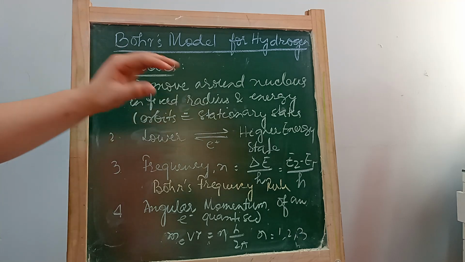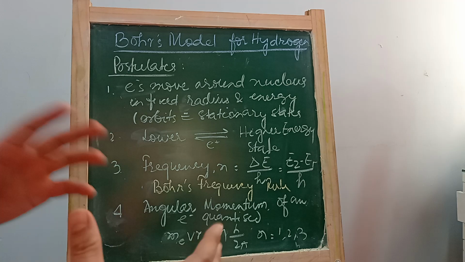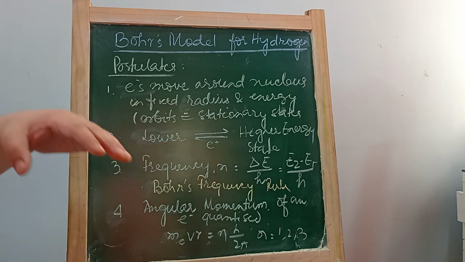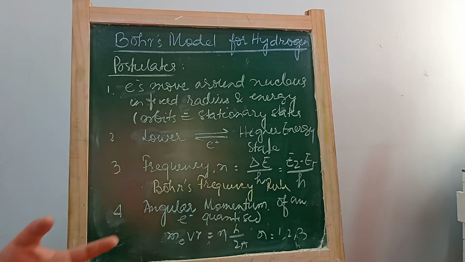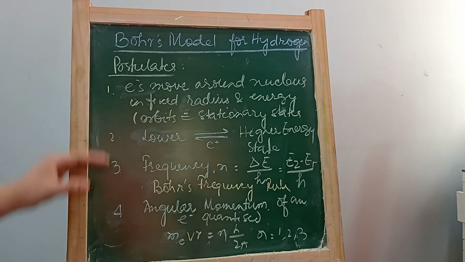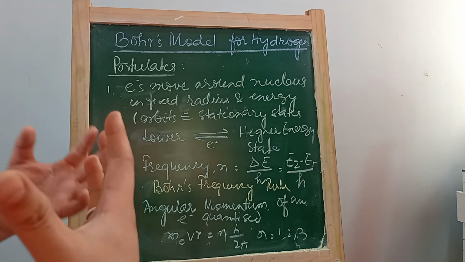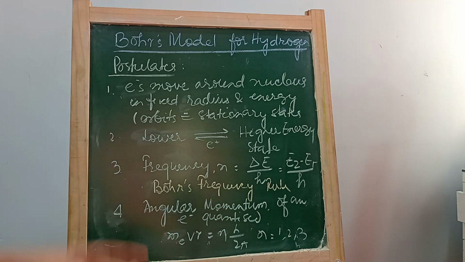So this is what we are going to study: Bohr's model of the hydrogen atom. How does a hydrogen atom look, why is it stable, and why does it form the line spectra that we are seeing or absorbing? There are certain postulates, which are assumptions based on the observations we have made or the experiments we have conducted. These are the four postulates which will be used to describe how a hydrogen atom is and why it is stable.